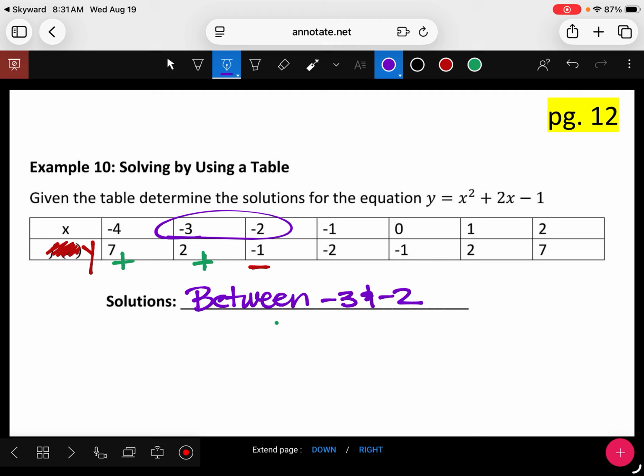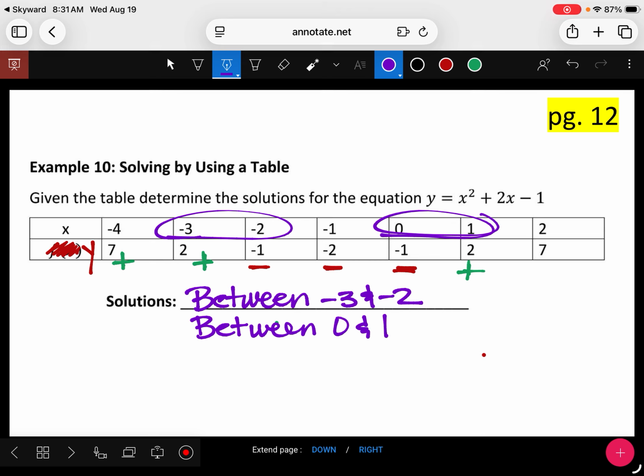Between 0 and 1, good. Because this is a -2, this is a -1, but now the 2 switches to a positive. So this would be my second solution. And that would be between 0 and 1.